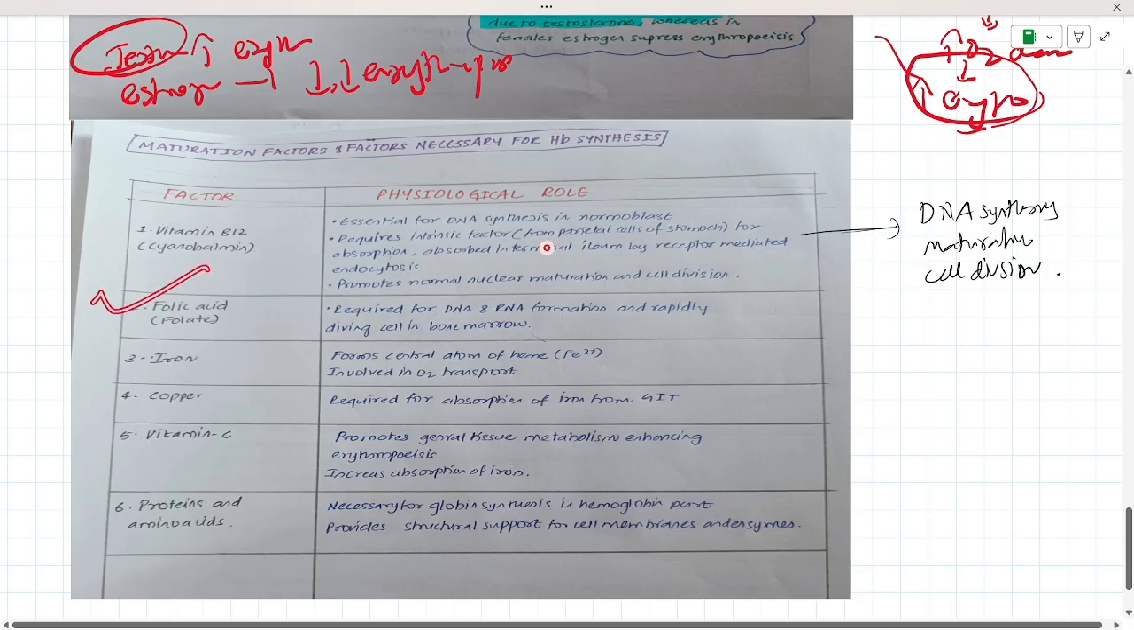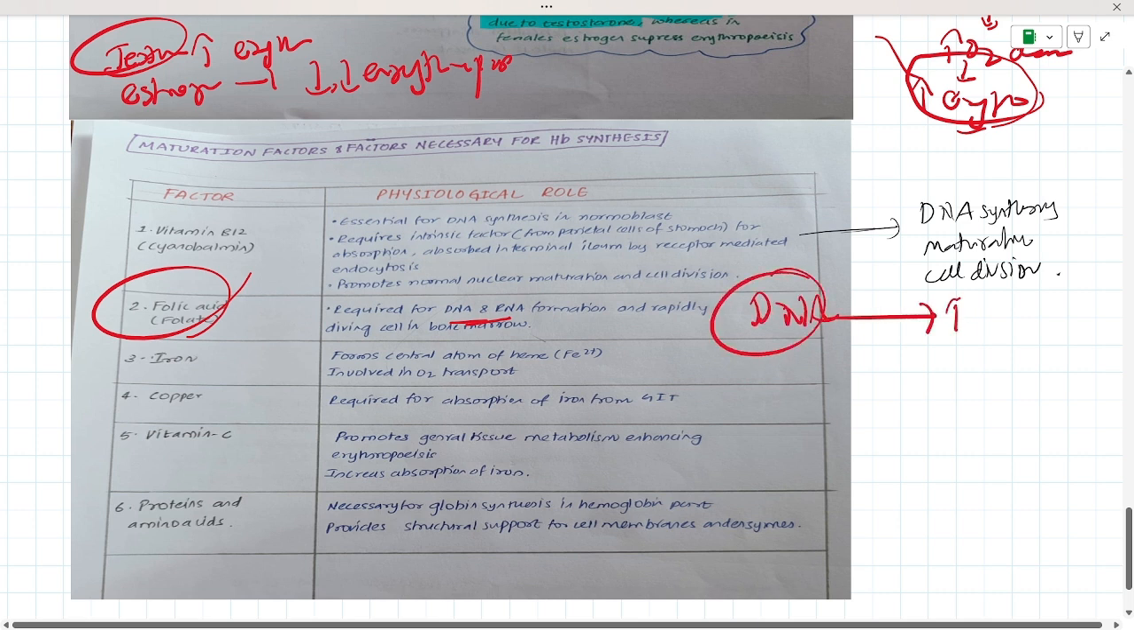Next, folic acid. It is required for DNA and RNA formation in rapidly dividing cells in the bone marrow. See, in the bone marrow we have hematopoietic stem cells, right? These cells divide rapidly, so they require DNA and RNA. So this is stimulated by folic acid. This DNA and RNA are synthesized with folic acid, which helps in rapid growth of the cells in bone marrow. All these are almost similar.